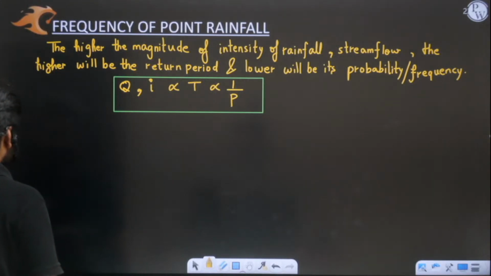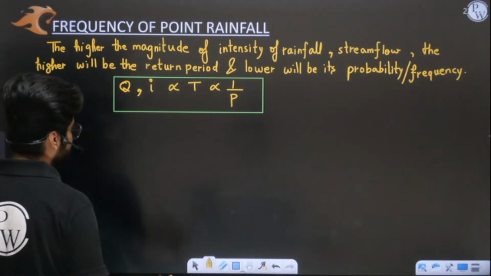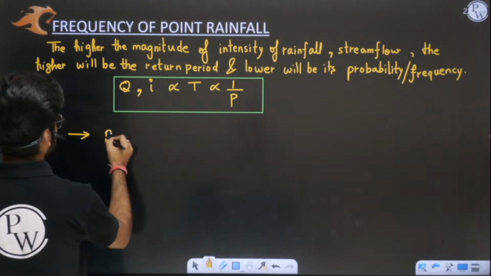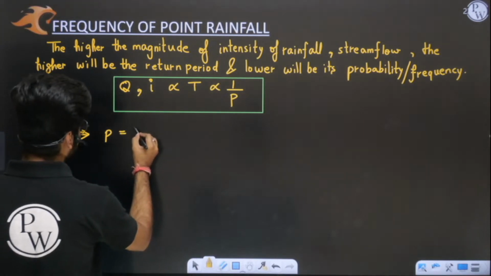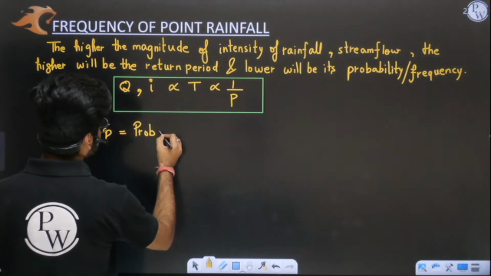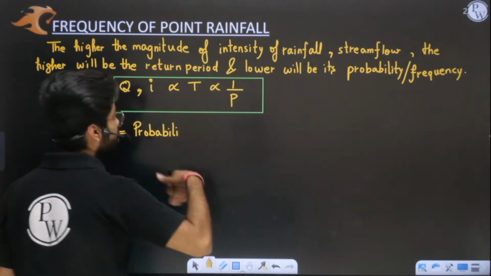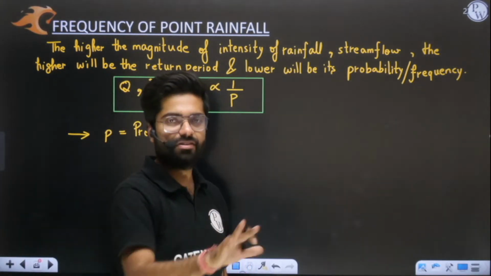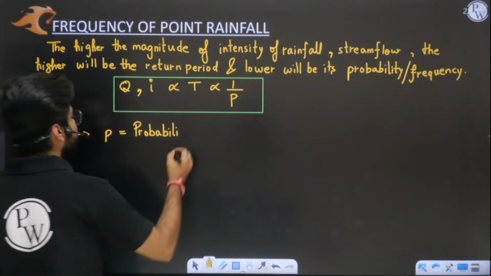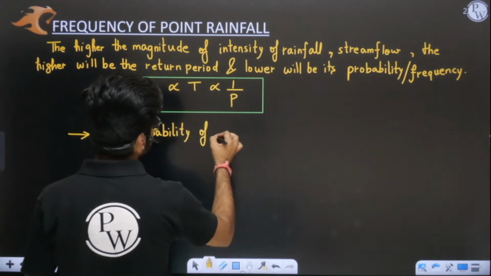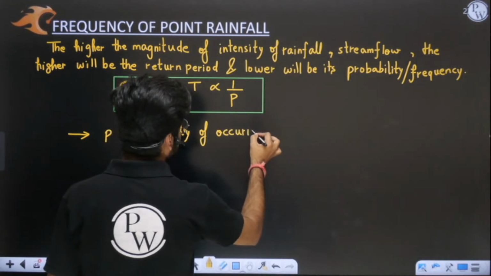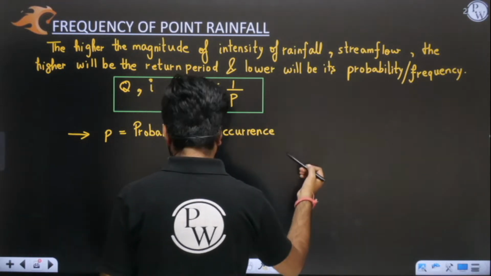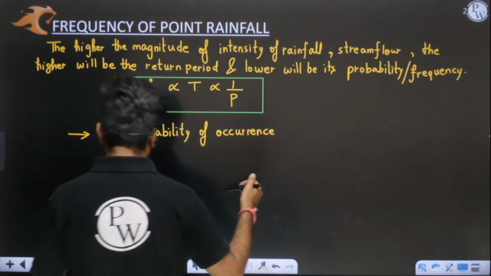Now, one thing is for sure, sir, any kind of event which you are talking of is having a probability of P. P simply stands here for the probability of occurrence of any event. Probability of occurrence of any kind of discharge, 100 meter cube per second, 500 meter cube per second, like that. So P is the probability of occurrence of any event, simply.